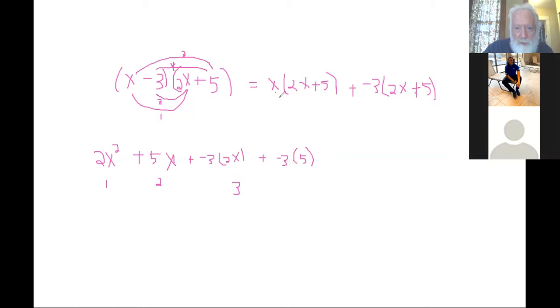Now you notice that's 1, that's 2, that's 3, and then that was 4. So basically I did the same thing, it's just a shortcut. And then you add everything together. So 2x squared.